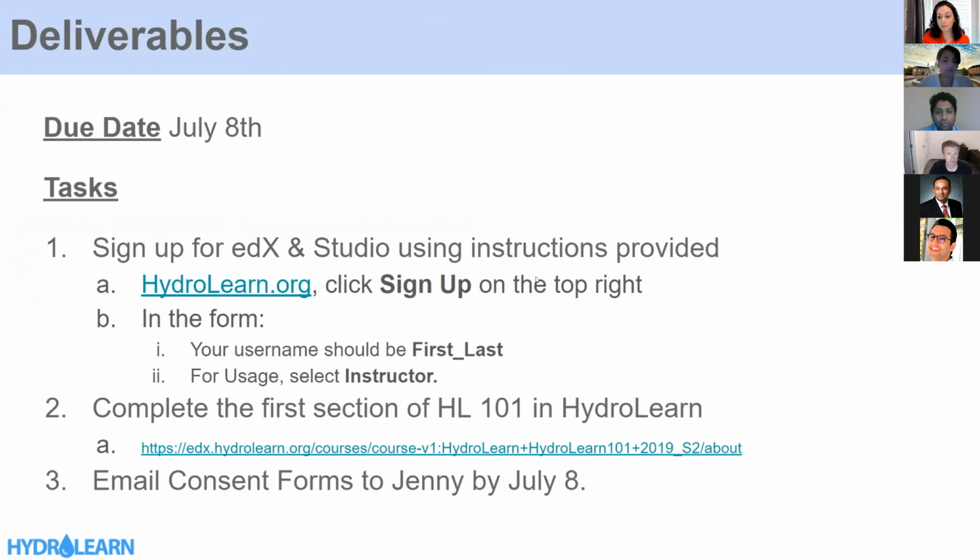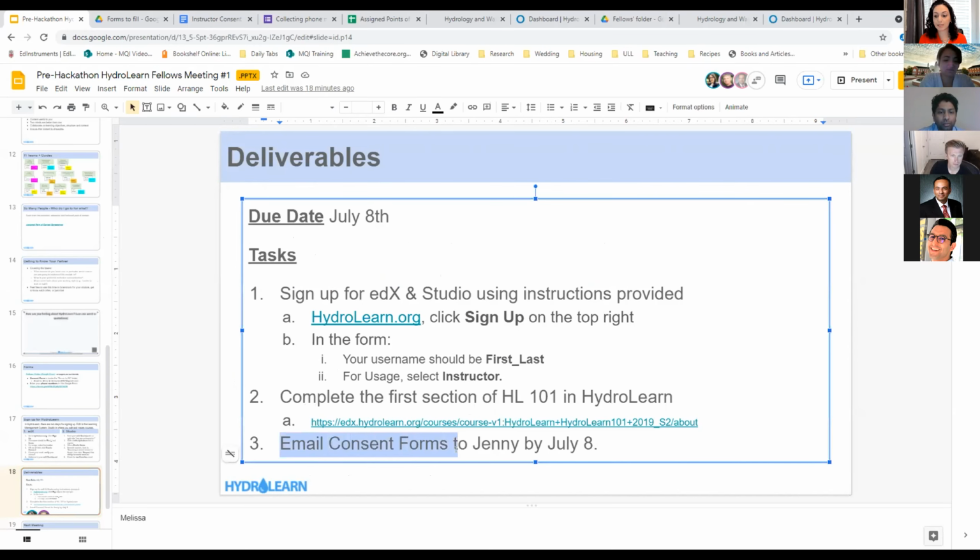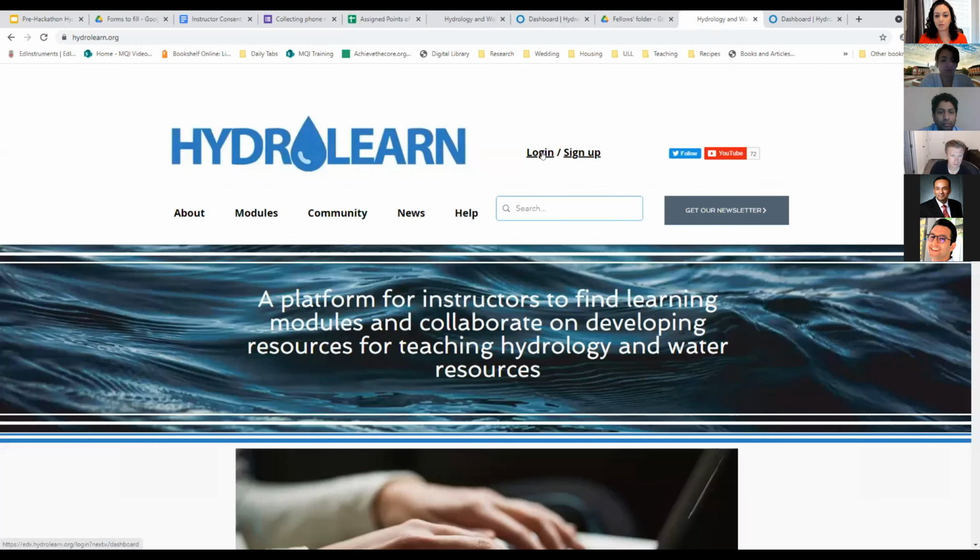So we have some deliverables coming up before our next meeting. Our next meeting is on July 8th. What we'd like you to do is to sign up for edX in Studio. So we just walked you through that. If you just got that done, then you're good to go. And then the second thing that we would like you to do, actually, I feel like these are out of order, is we would like you to email that consent form to Jenny, also by July 8th.